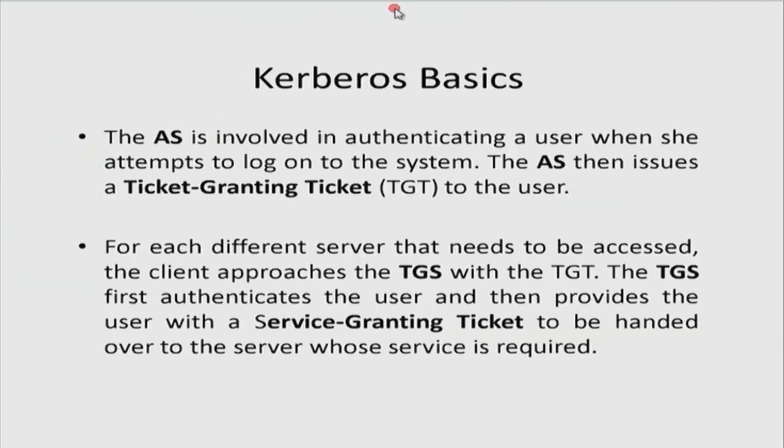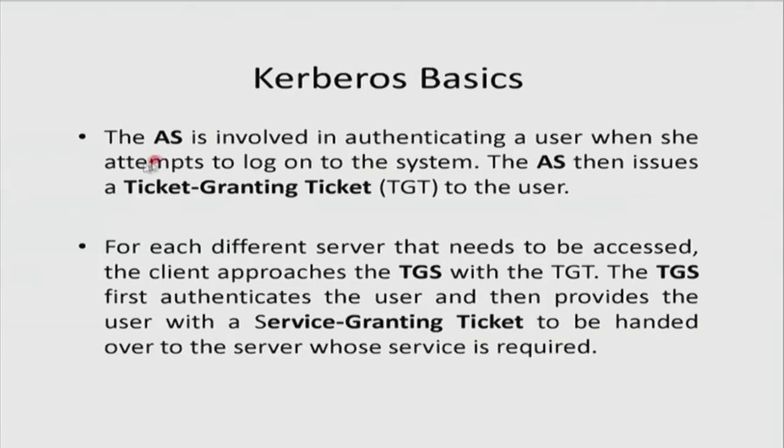So how this basically works is when you log in with your password, the AS is involved in authenticating a user when she attempts to log in to the system. The AS then issues a ticket granting ticket to the user. Just keep this safely. You've logged in. I'm giving you this one-time ticket. It's called a ticket granting ticket. Whenever you want a service granting ticket, you should produce the TGT. Produce to whom? To the TGS.